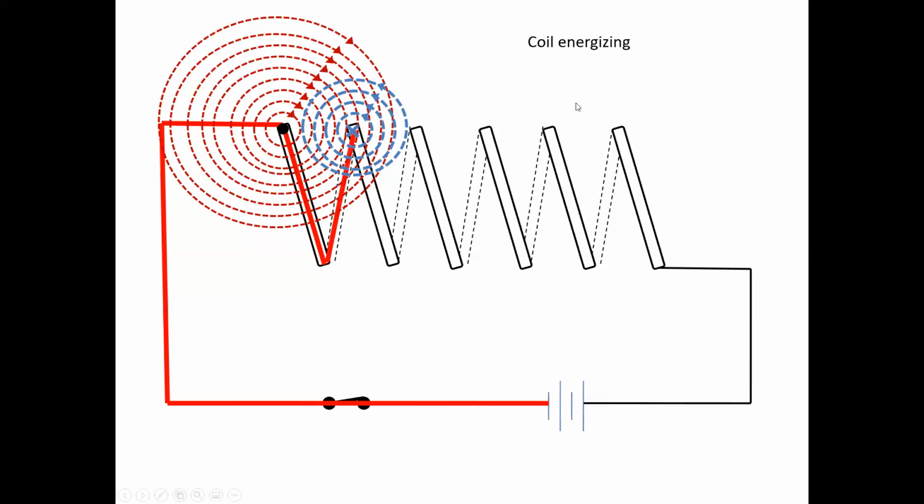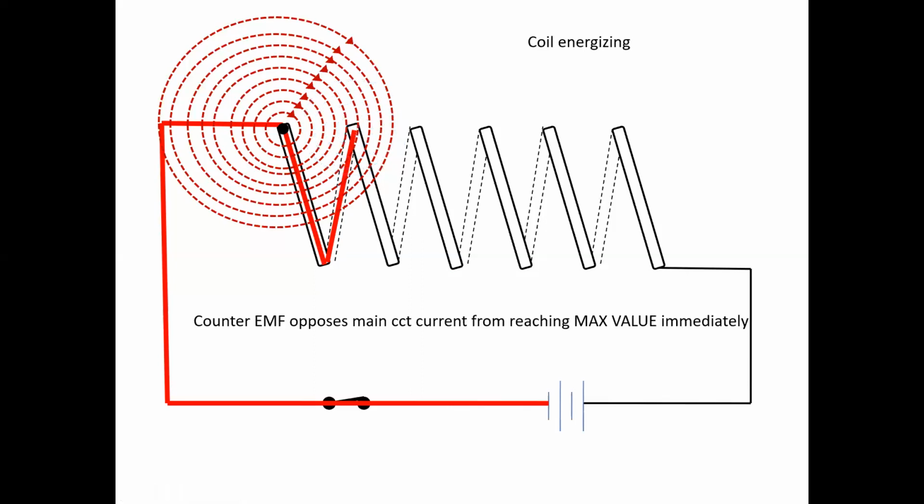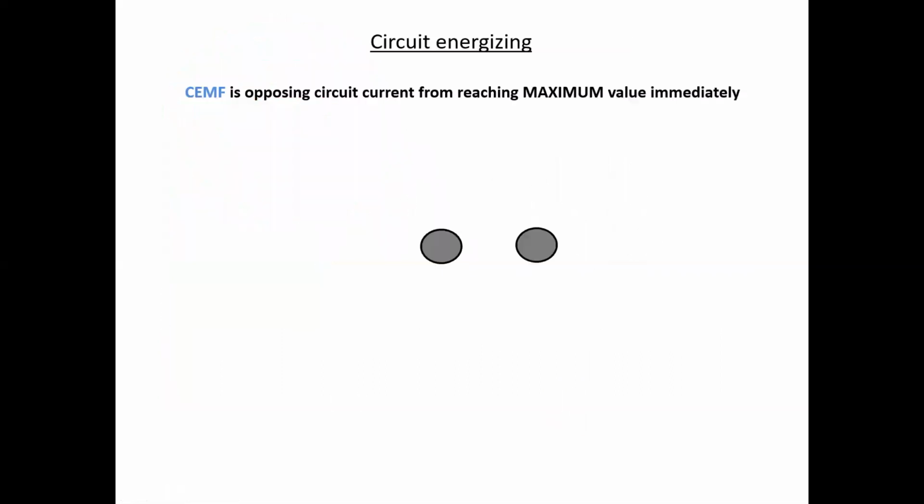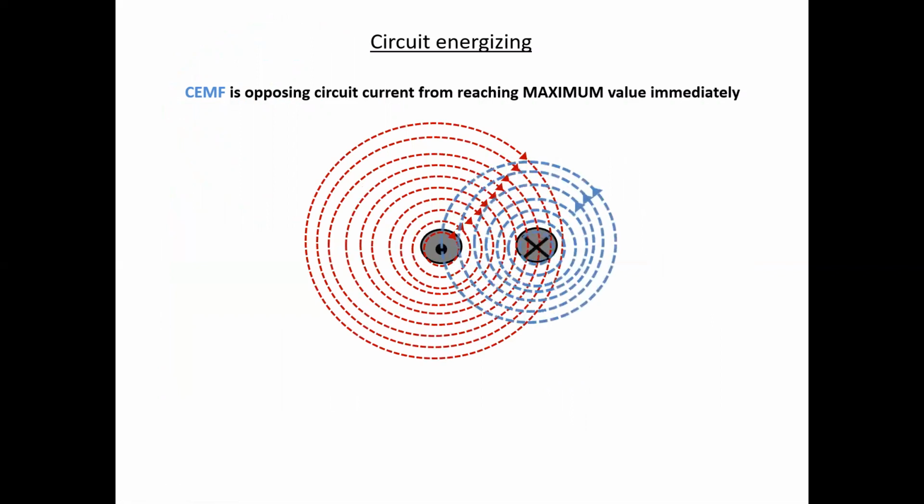Now, which one is larger? Of course, the main source current is larger, but it's going to take longer for the main source current to reach its peak value. Once this current reaches the second turn of my coil, obviously it overcomes and that counter EMF disappears. So counter EMF opposes the main circuit current from reaching its max value immediately. So when the circuit is energizing, counter EMF, because of the breaking of lines of flux, is going to oppose circuit current from reaching its maximum value immediately.